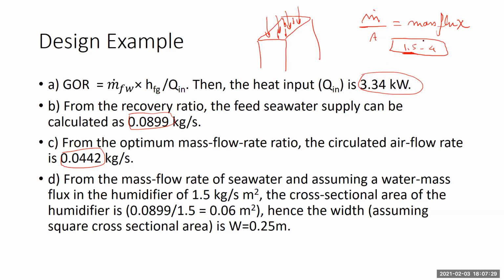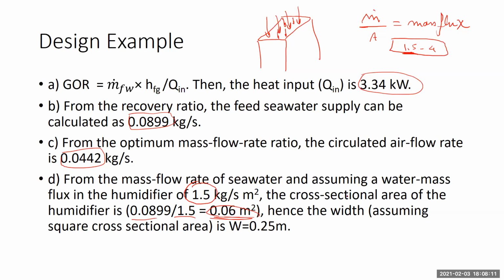What's the mass flux? Again, it is the mass flow rate of the water divided by the surface area. We selected the mass flux to be 1.5 kilogram per second per meter square. Then we can come up with the cross-sectional area, because the m dot water is something that we know. We're going to divide the m dot water by the mass flux, and then you are going to come up with the area. So this is the cross-sectional area of the humidifier.